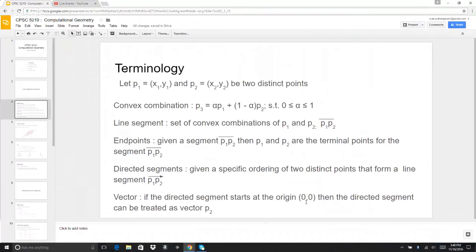A vector. If the directed line segment starts at the origin, 0, 0 generally, then the directed segment can be treated as a vector P2. So when you have a starting point for the vector and a direction for it, if the origin was P1 and P2 was some other distinct point, then moving in that direction from the origin to P2, you would have the directed segment also considered a vector.